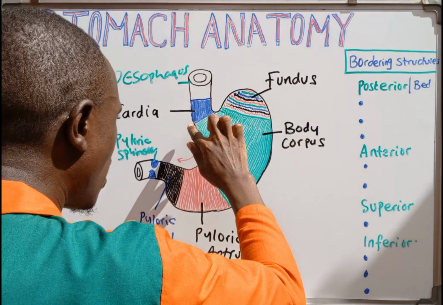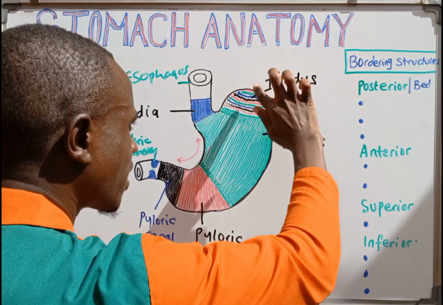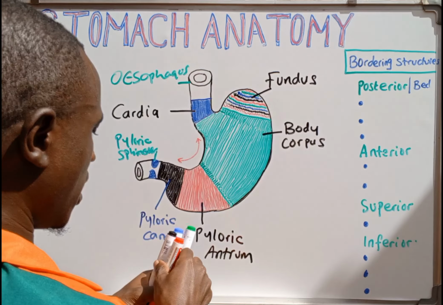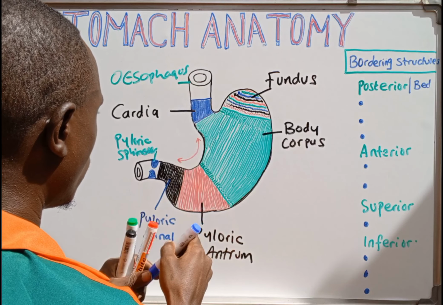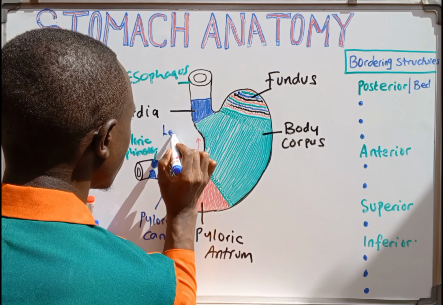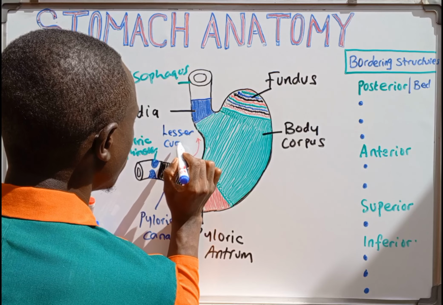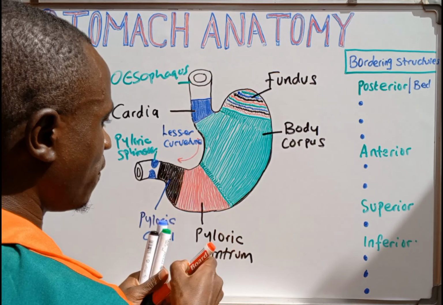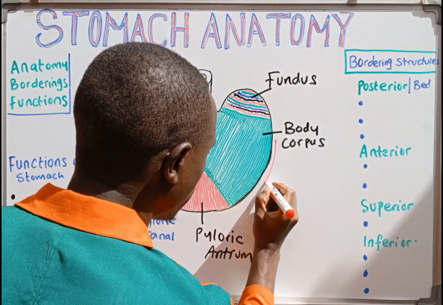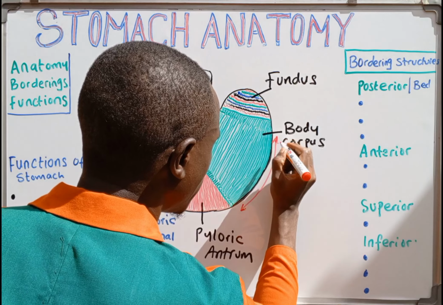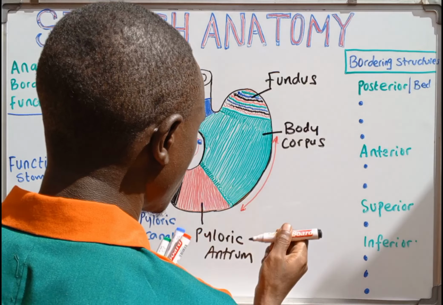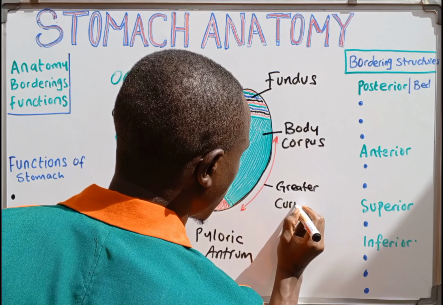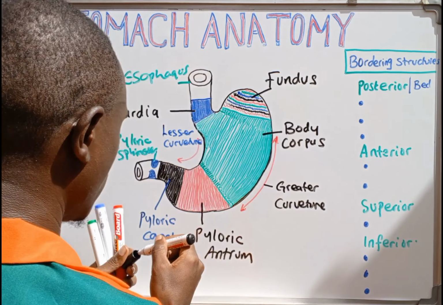Then we also have this curvature here, and also this curvature. How do we call this curvature here? This one is what we call the lesser curvature. And this one here, which is very, very great, you know how this curvature is called? This curvature here is what we call the greater curvature.